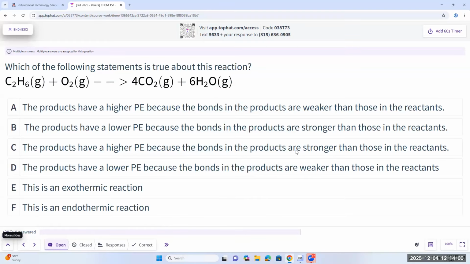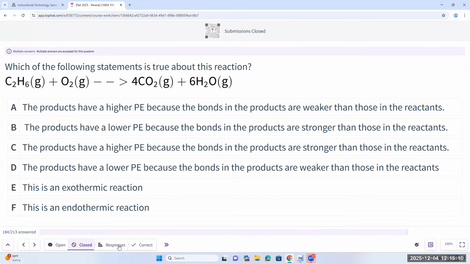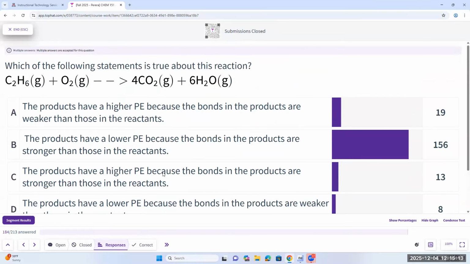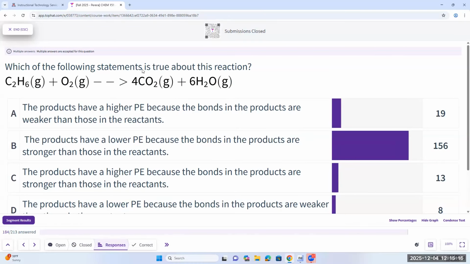All right, let's try to close this question. And here are responses. Most of us said products have a lower potential energy. Why? Products are all AB polar bonds, which tend to be stronger than AA bonds. On the reactant side, we have some AA bonds, so we have weaker bonds on the reactant side. Therefore, it's going to have a higher potential energy on the reactant side, lower potential energy on the product side.